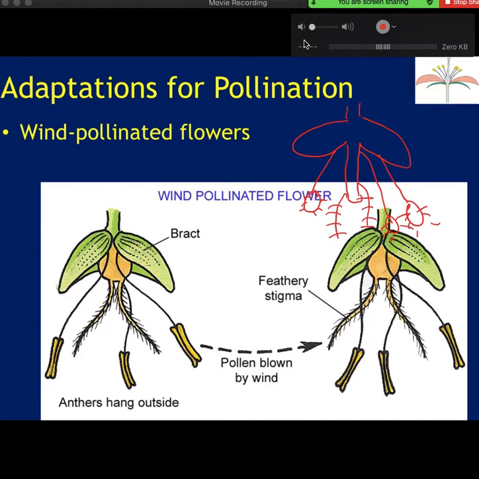So the girl bits will be outside of the plant. The boy bits will be outside of the plant, so that's going to increase your chance of wind catching the pollen and getting it to a stigma. Okay, so anthers and stigma.